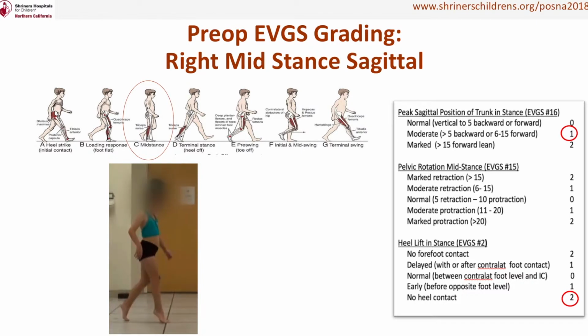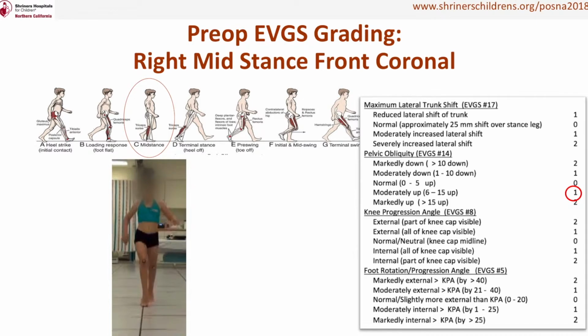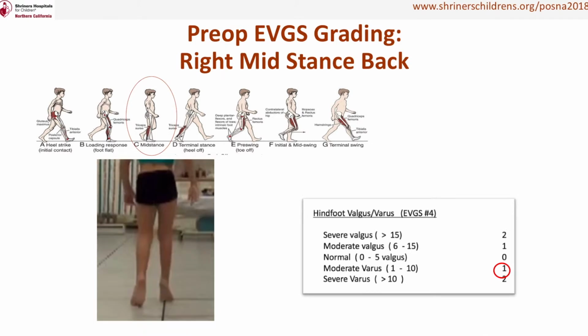In sagittal midstance, we see moderate forward trunk lean and no heel contact, resulting in elevated scores in both of those categories. Notice that pelvic rotation in midstance is normal. In the coronal plane, mid-stance from the front, there's upward pelvic obliquity on the right, but normal knee progression angle and normal foot progression angle, with no significant lateral trunk shift. In coronal mid-stance from the back, there's a moderate hindfoot varus.